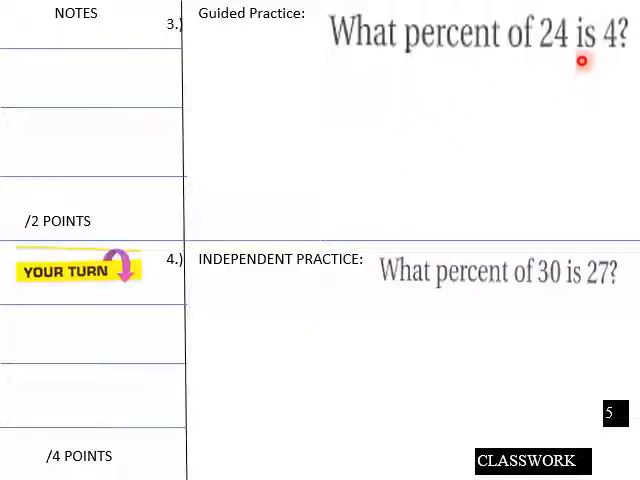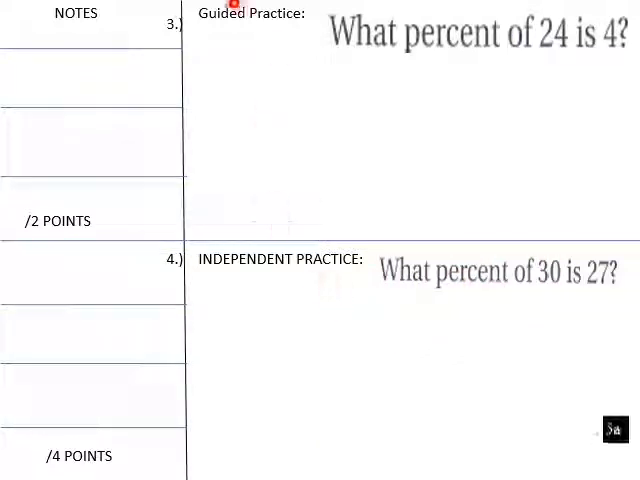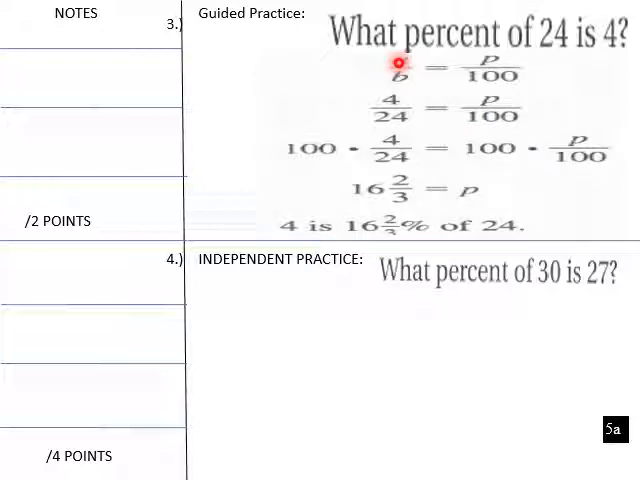What percent of 24 is 4? Students, this is yours down here. Let's solve our guided practice. Here's our formula. We plug in our values. We multiply through by 100. And we get 16 2/3 equals P. So 4 is 16 2/3% of 24.